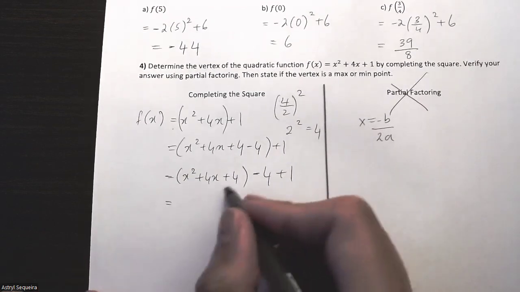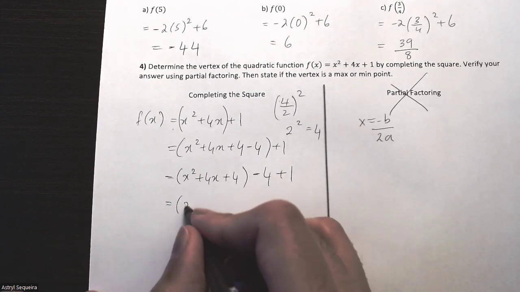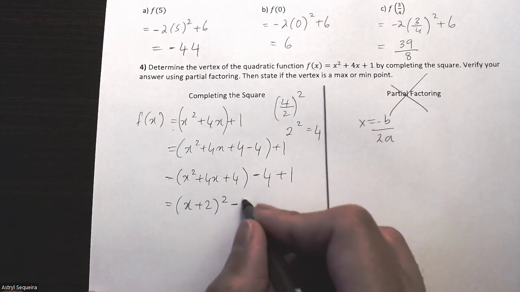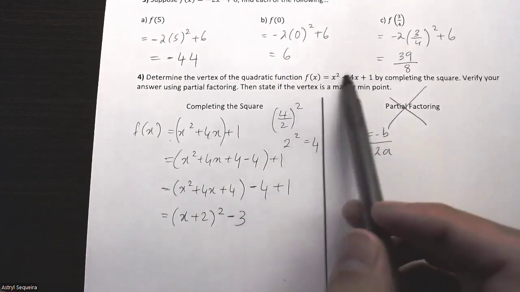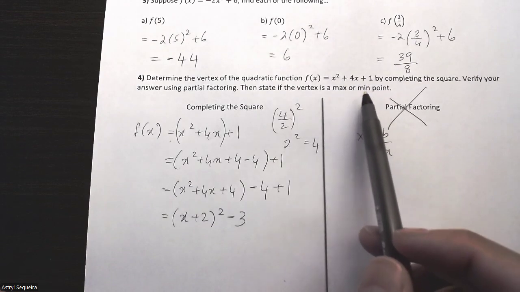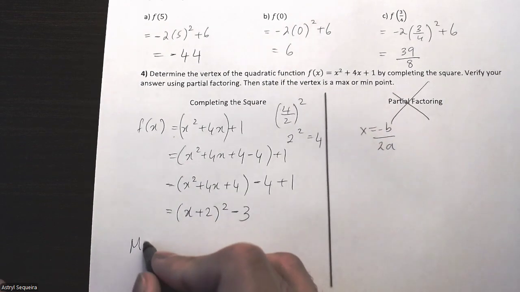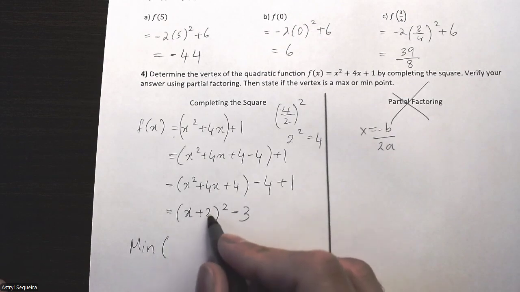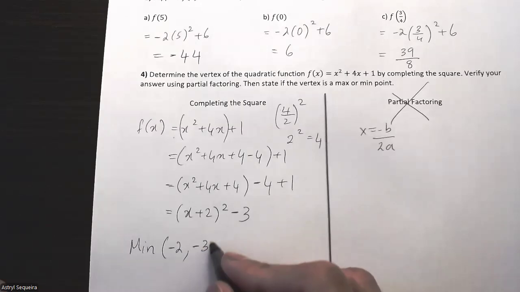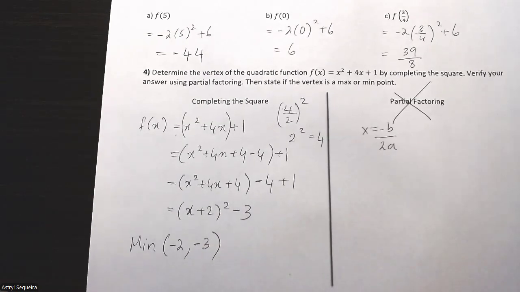And then last step, I'm going to perfect square the bracket. So it's just x plus 2 squared. And I'm going to combine like terms on the outside, minus 3. So this is a positive equation. If it's a positive quadratic equation, it's going to be a minimum because it opens up. The x value is -2 and the y value is -3.